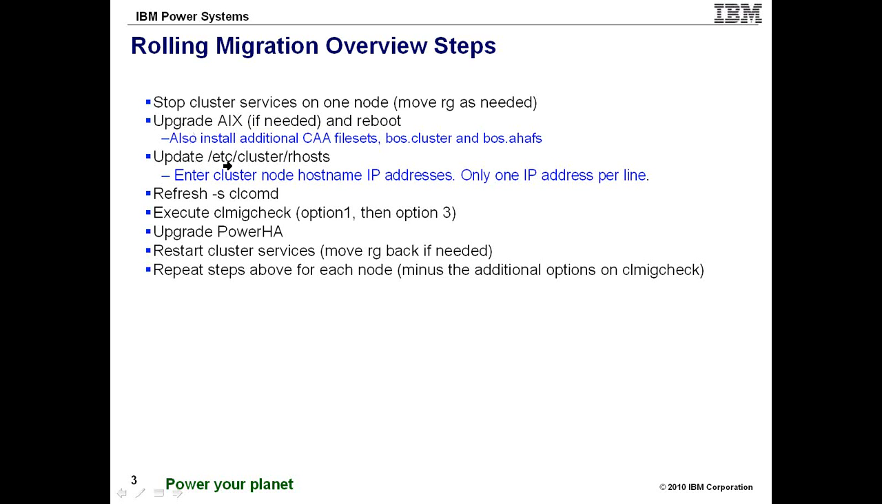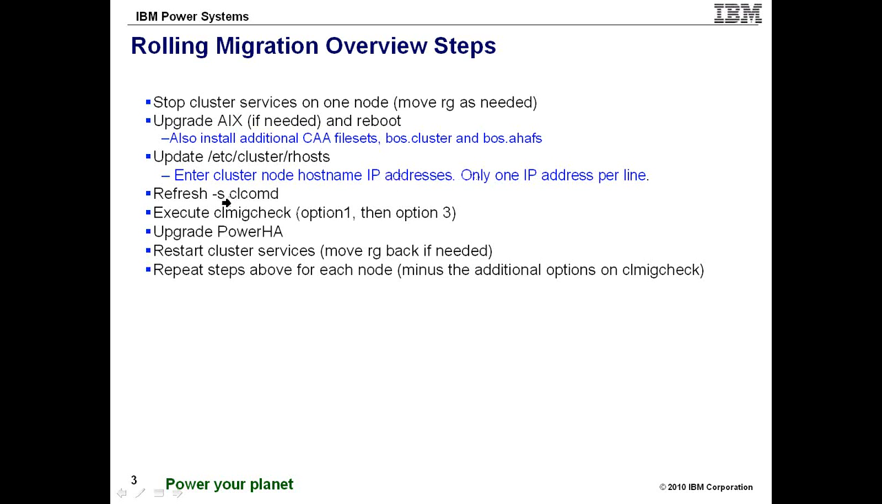After it starts back up, you need to modify the config file /etc/cluster/rhosts. That is the rhosts file that CAA specifically uses. And what you put in that file is the cluster host name IP addresses. It's only one address per line. You do not put in the boot or service addresses. It's the IP address that resolves to each host name of each node in the cluster, and that is it.